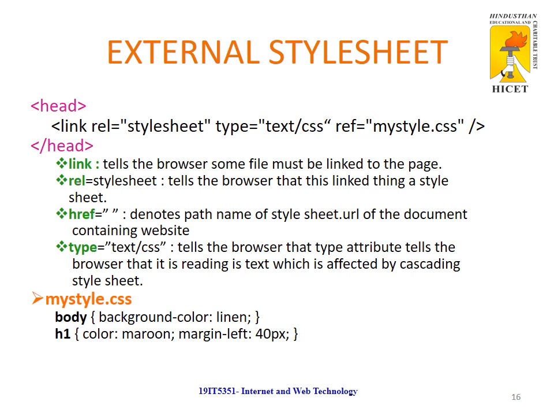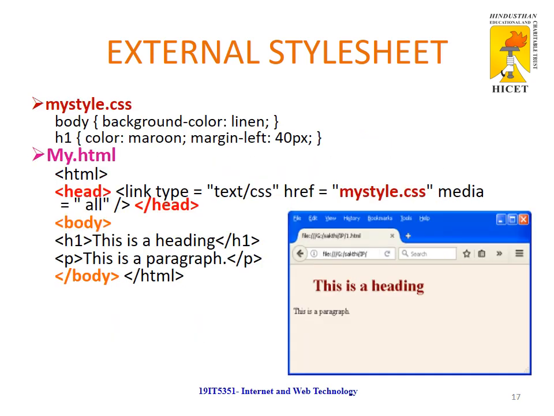And coming to our style, mystyle.css, I have given two tags. One is body and H1. So whenever I am using the body tag, it will display the background color linen, and for H1 it will choose the color maroon with the margin left of 40 pixels. And see here in this program, this will be the output.